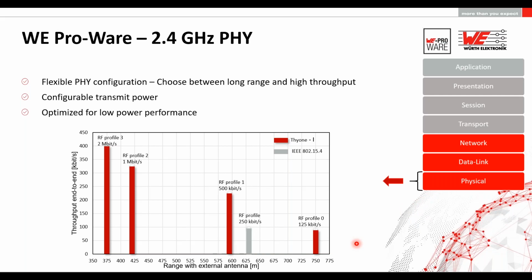As I was talking about in my previous slide, a few things about the flexibility or the optimization in performance. Let's talk about the physical layer and the 2.4 gigahertz module from Würth Elektronik, the Thyone-I. Here you can see that there is something called the radio profile. The radio profile determines the characteristic of the radio module in the physical layer. So there are 4 different profiles available.